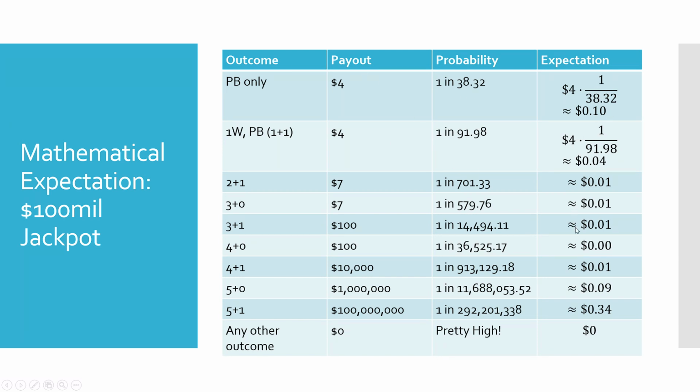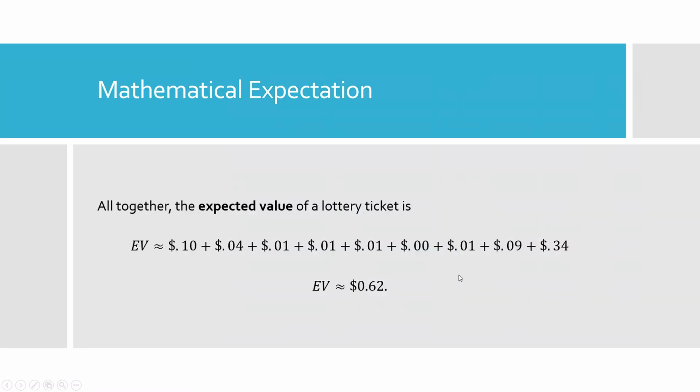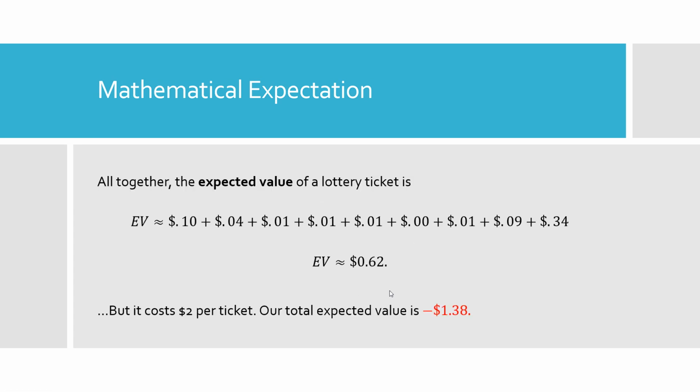10 cents, 4 cents, 1 cent, 1 cent. Effectively nothing. 1 cent, 9 cents, 34 cents. You add all those together, you're looking at an expected value of 62 cents if you play, but it costs you $2 to play.